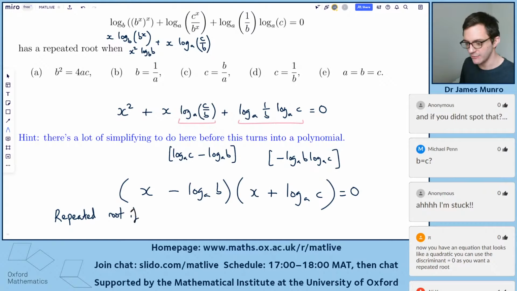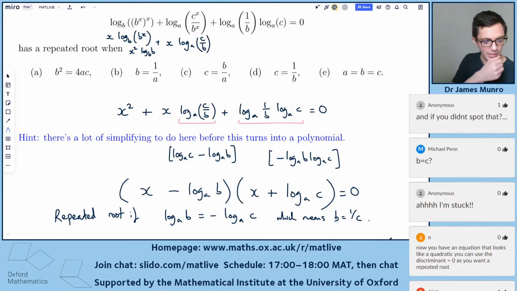I suppose if log base A of B is equal to minus log base A of C. Okay, which means, so this thing, log base A of B equals minus log base A of C, that just means B is equal to 1 over C. Pretty good. Okay. Amazing stuff. Right, cool. I think B is 1 over C is the same thing as C is 1 over B, which is option D.